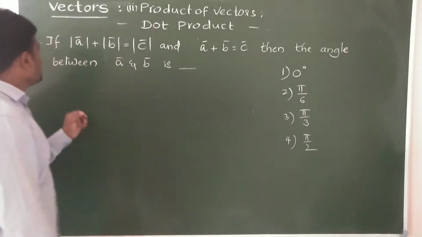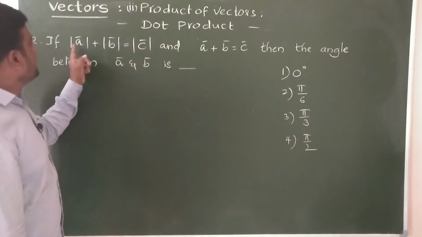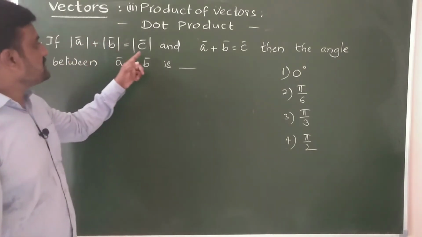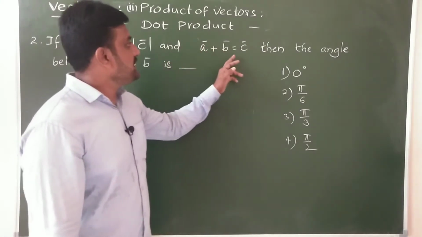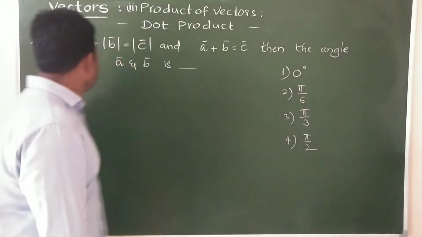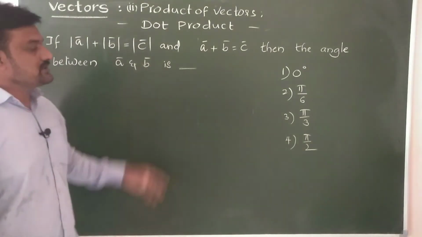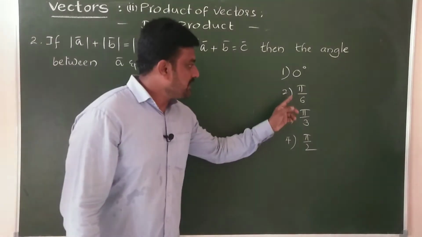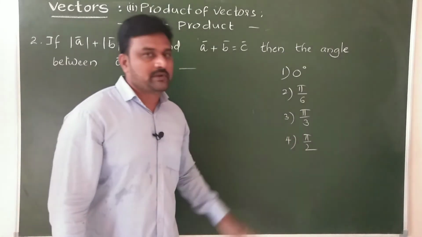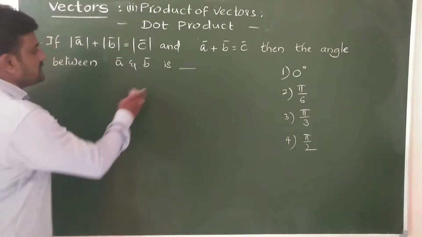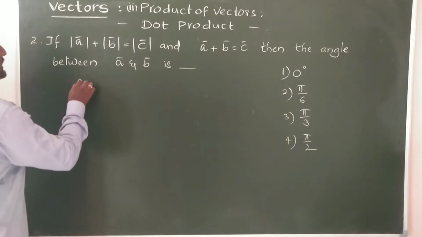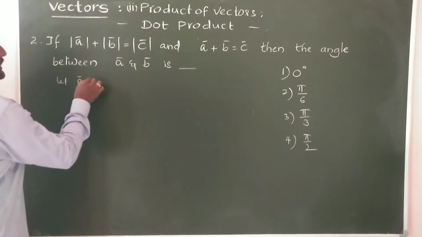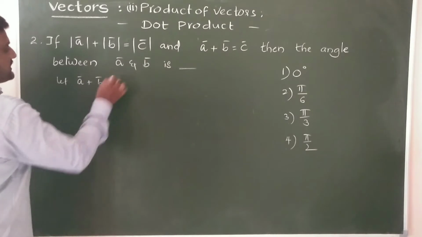Now here the question is: if mod A plus mod B equals mod C, and A plus B equals C, then the angle between A and B is what? 0 degrees, pi by 6, pi by 3, or pi by 2. Okay, let us find. Let A plus B equals C.